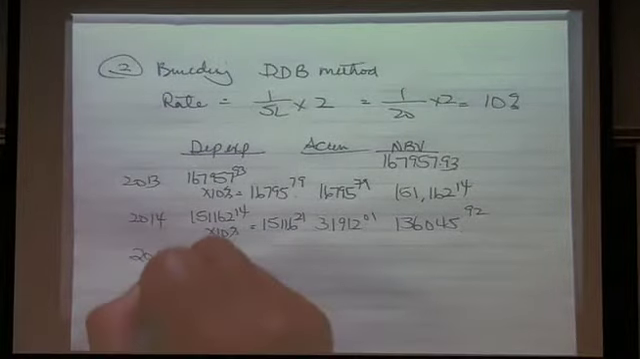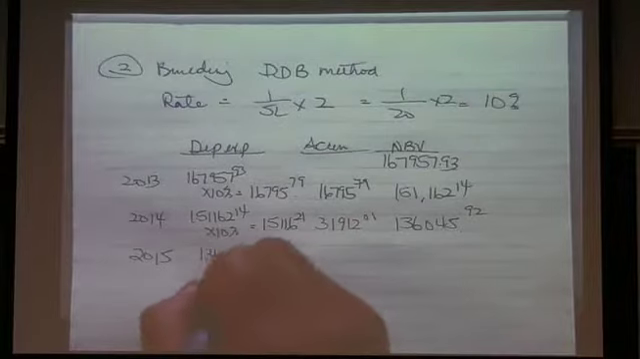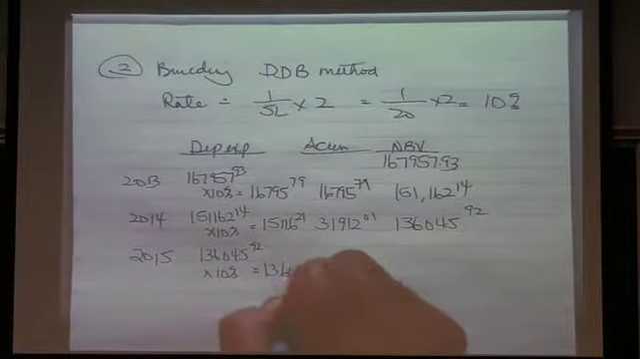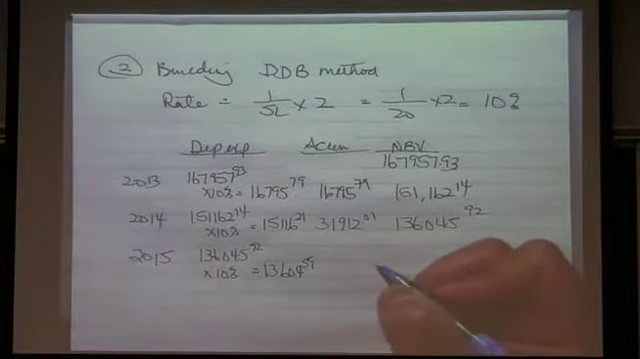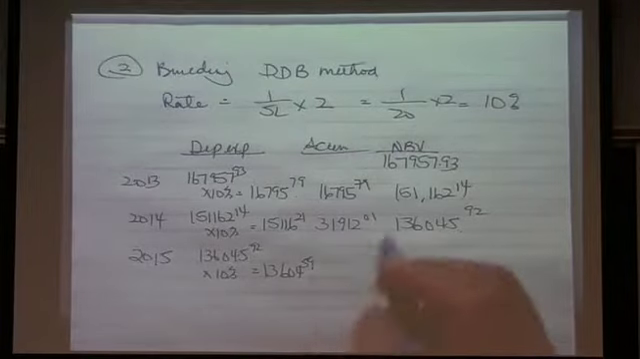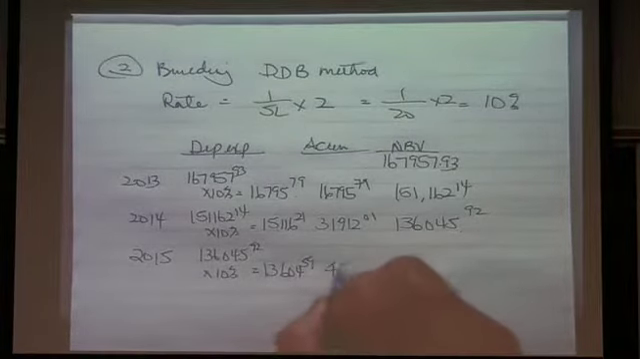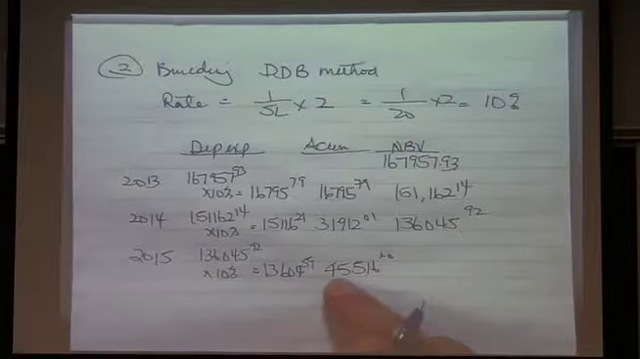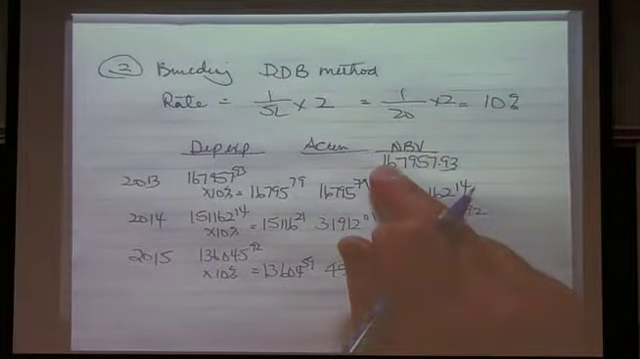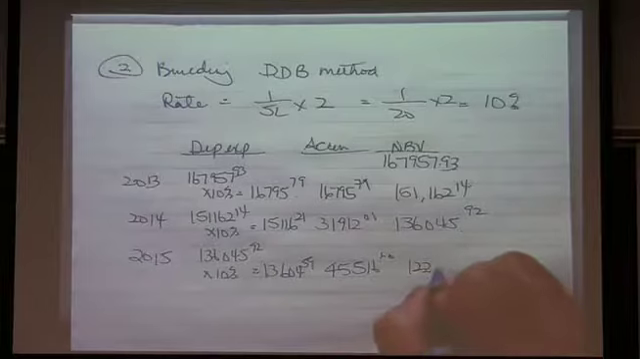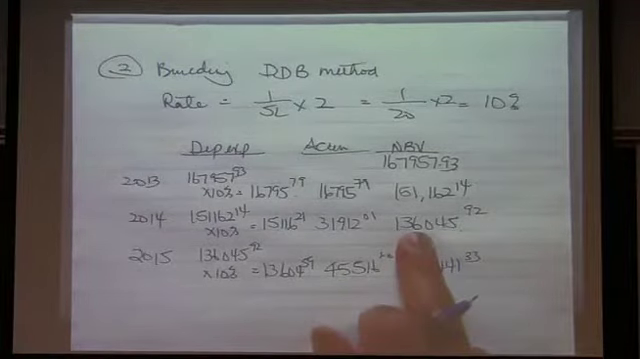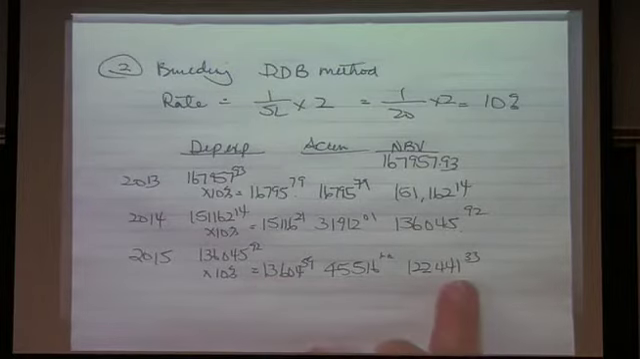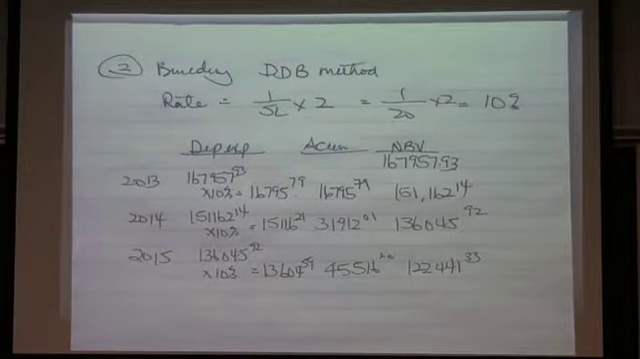2015, same calculation. We're going to take 136,045.92 times 10%. So 13,604.59. Add it to the 31,912. You get 45,516.60. And of course, take this number from the 167. Okay, you should get 122. Or take 136,045 minus the current year's depreciation to give you the 122. So there's two different ways to calculate the net book value.